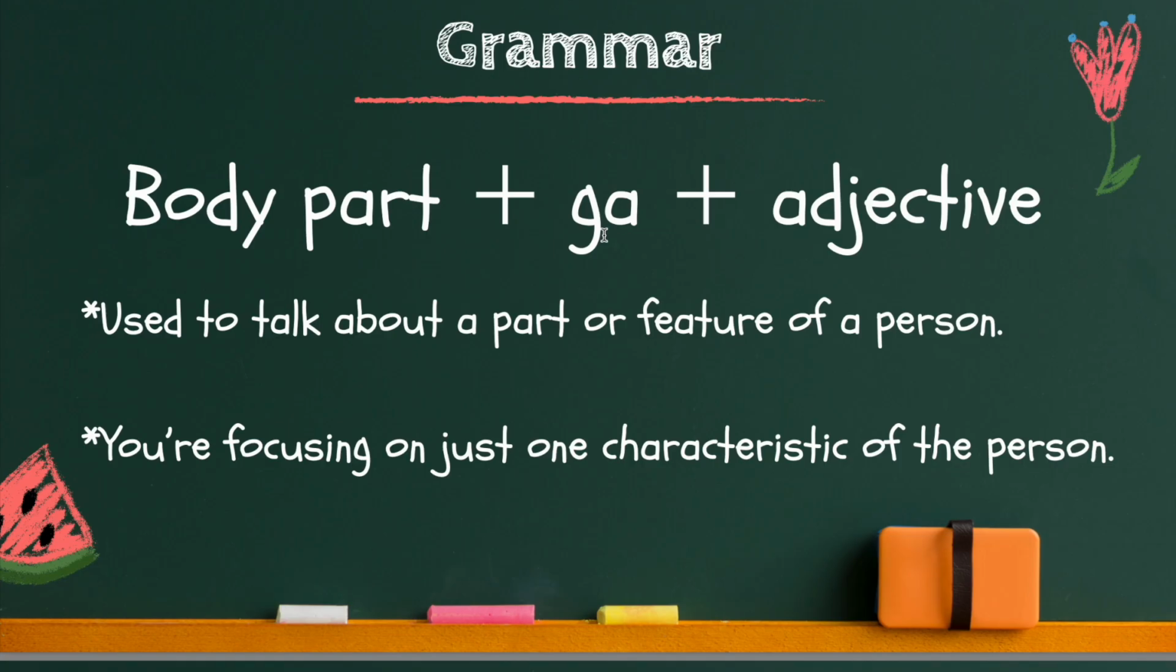Body part が adjective. So this grammar format is used to talk about a part or feature of a person. And you are focusing on just one characteristic of that person. For example, he has long legs, or he has long hair, she has big eyes, and so on. So you are only focusing on just one characteristic of that person.